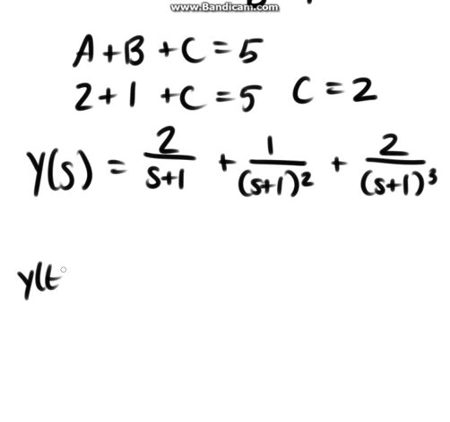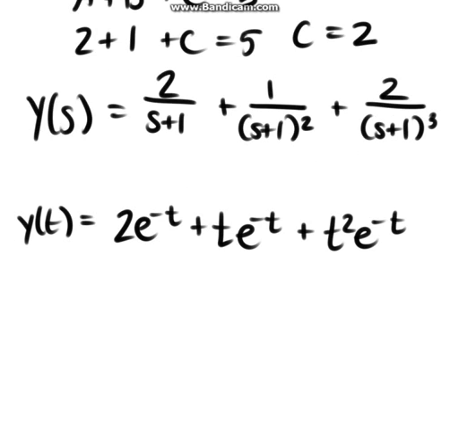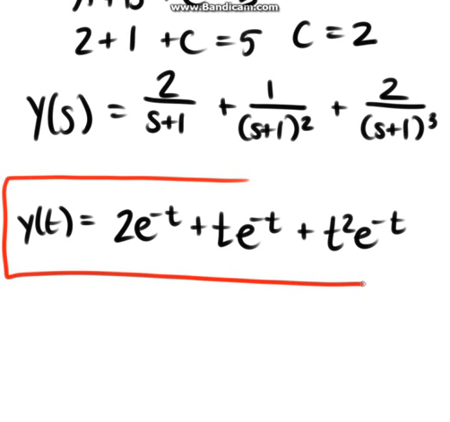And doing the inverse Laplace transform of every term to get y of t, we get y of t equals 2 times e to the negative t plus t times e to the negative t plus t squared times e to the negative t. And that is our y of t.